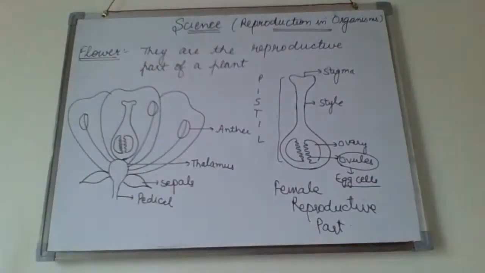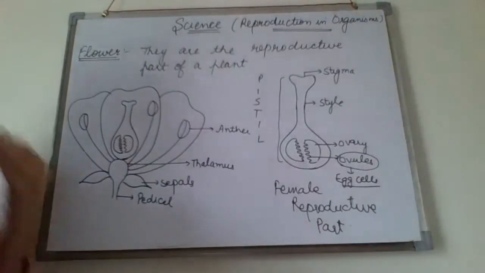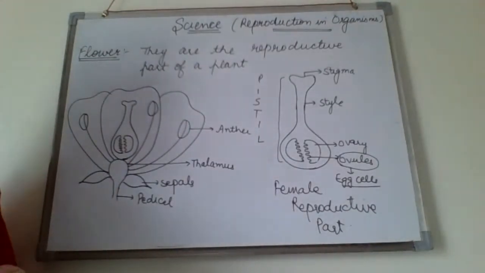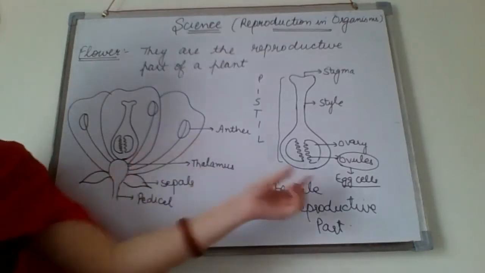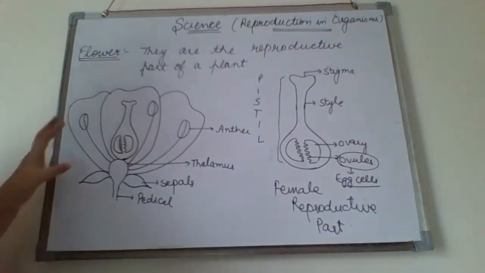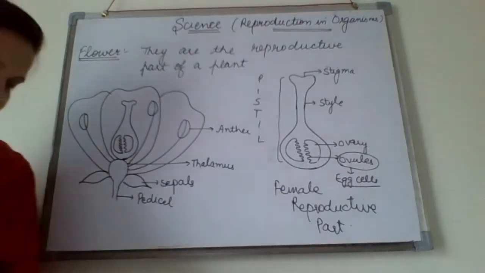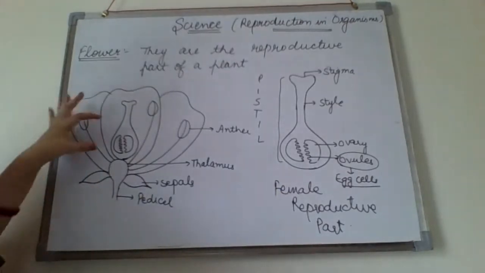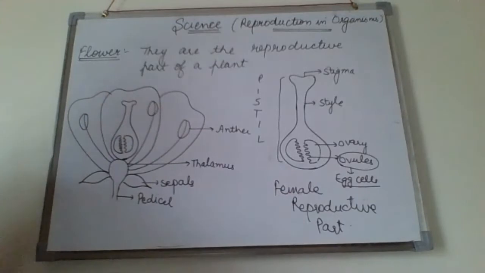Okay, so when we discussed the difference between the sexual and the asexual mode of reproduction, we discussed that in case of sexual mode of reproduction, there is fusion of male gametes and the female gametes. So that means the pollen grains will be fusing with the egg cells. Okay, so here I have shown you the diagram of the flower that contains both the female part and the male part.